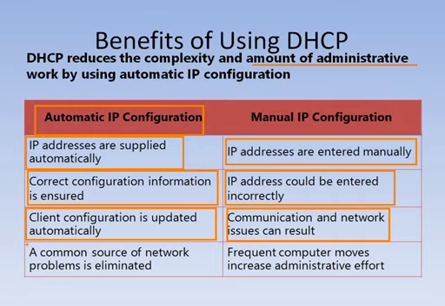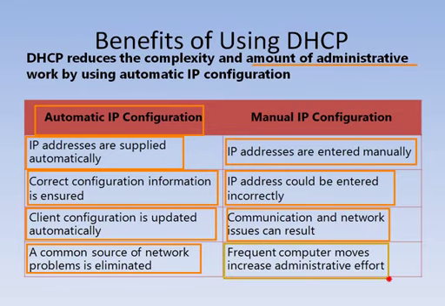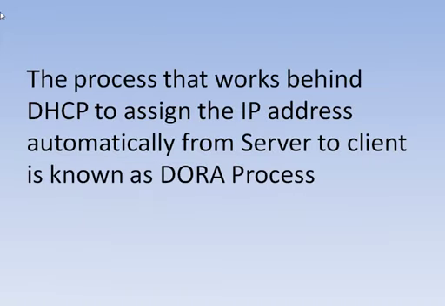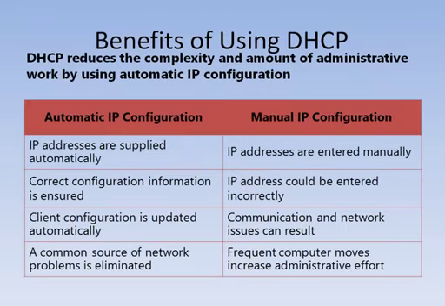If there is some problem in the network, a common source of network problems is eliminated. By sitting on a single DHCP server, we can resolve the maximum number of IP configuration problems in the network. But in manual, frequent computer moves increase the administrative effort. Some computers coming inside the network or older computers going outside the network really increase the efforts. So you can say DHCP has a lot of benefits as compared to manual IP configuration, and really reduces a lot of administrative tasks.